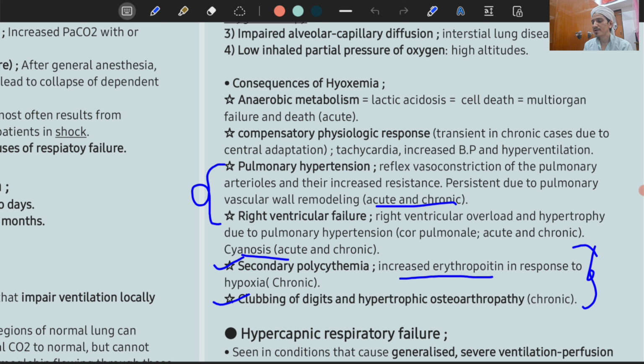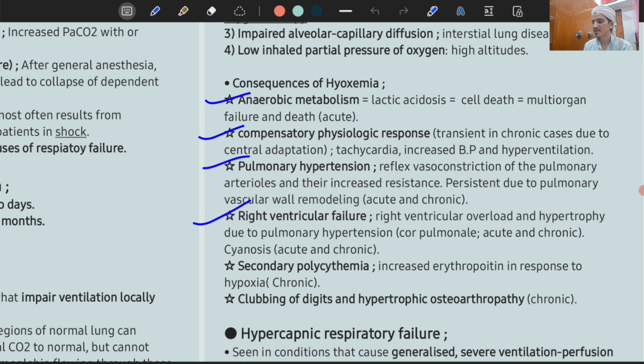And there will be clubbing of digits and hypertrophic osteoarthropathy. We have learned this topic in previous classes. So these are the changes which are going to happen when there is hypoxemia. Acutely you can have these four: anaerobic metabolism, initial dyspnea, acute pulmonary hypertension and acute right ventricular failure.